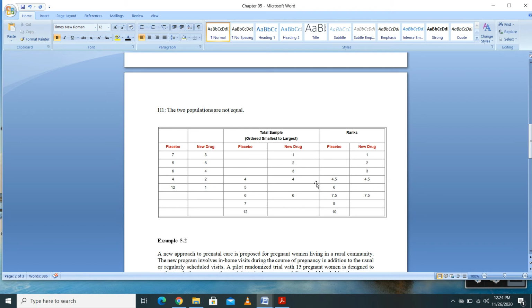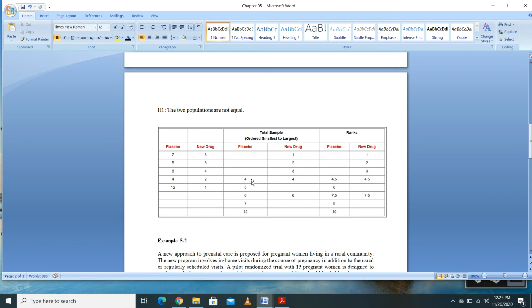Since the minimum of all these values is 1, coming from the new drug, we give it the rank 1. The next minimum is 2, rank 2. Next minimum is 3, rank 3. Then we have two 4s. For one 4 we can give the rank 4, and for the second 4 the rank 5, so we take the mean value. 4 plus 5 divided by 2 is 4.5. So for this observation the rank is 4.5, and for this observation the rank is 4.5.